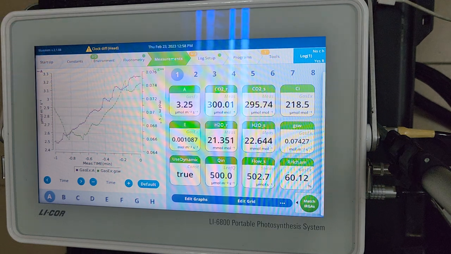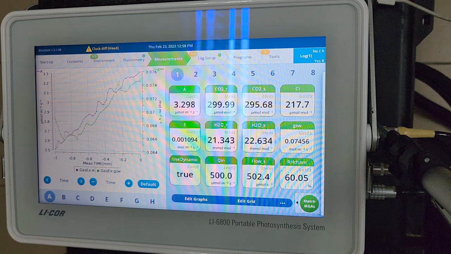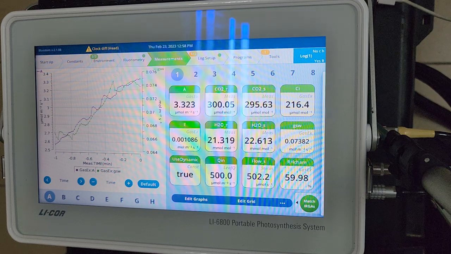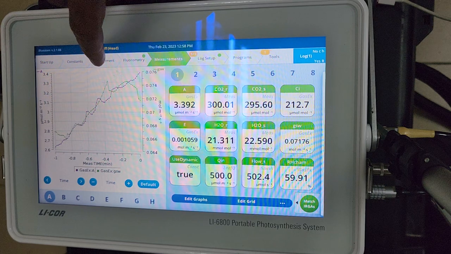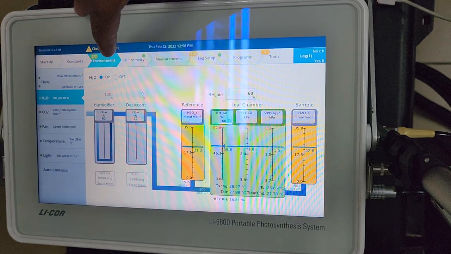Tadi you tak play around with that red and blue? I did, tapi dia sikit je increase. I would think that okra is responsive. Okra should be responsive. Tambah kalau okra tu benih hybrid, dia responsive.